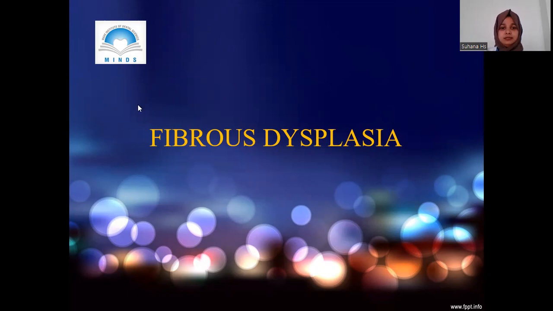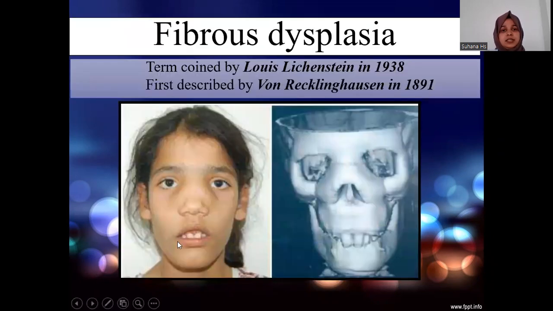Yes, students, this topic is fibrous dysplasia, which is one of the fibro-osseous lesions occurring in the body. Here, the normal bone is replaced by fibrous connective tissue. First lesion is fibrous dysplasia, the term coined by Louis Lichtenstein in 1938, and it was described by von Recklinghausen in 1891.